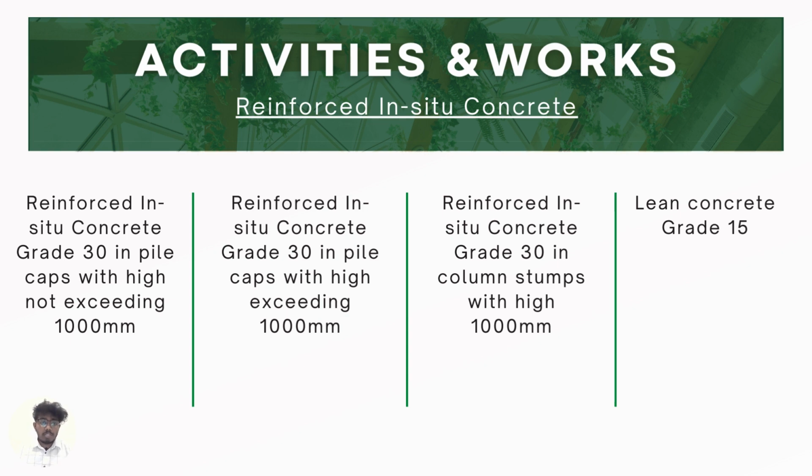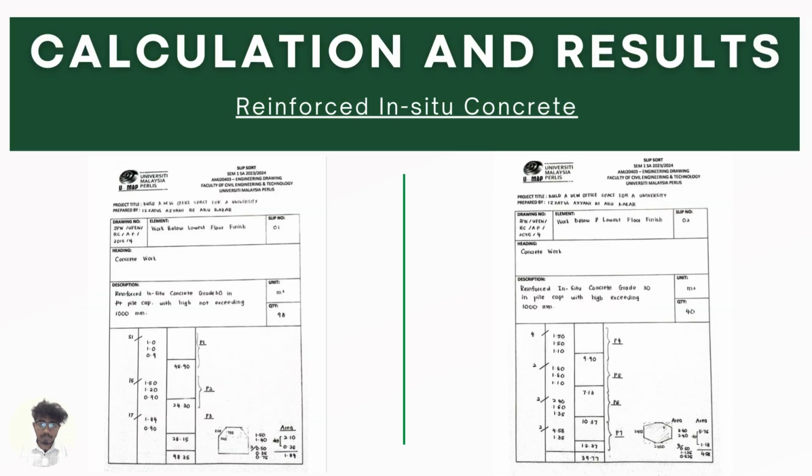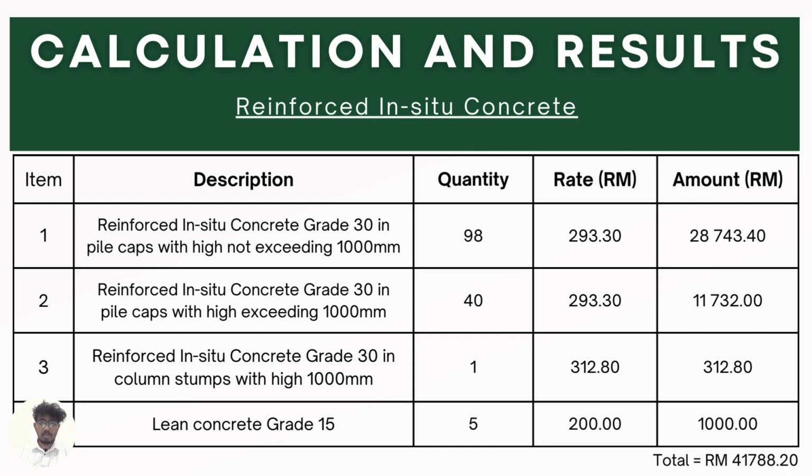The same as well with high not exceeding 1000 millimeter, high exceeding 1000 millimeter, column stumps with 1000 millimeter, and grade 15 lean concrete. So these are the examples of the calculation as well, and the detailed one is here. For the high not exceeding 1000 millimeter reinforced concrete, it costs 28,743 ringgit. High exceeding 1000 millimeter is 11,732. For the column stumps, 312, and the lean concrete grade 15 will be 1000. So the total is 41,788.